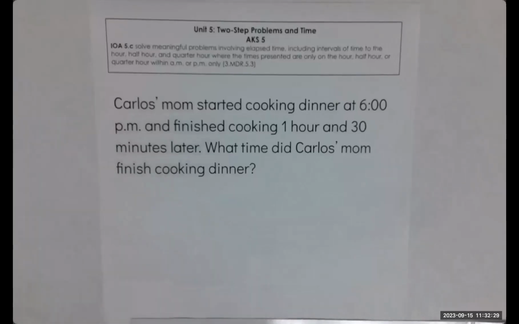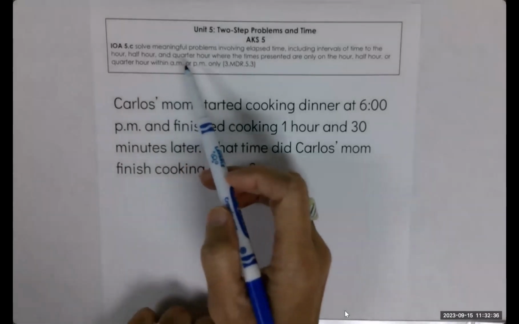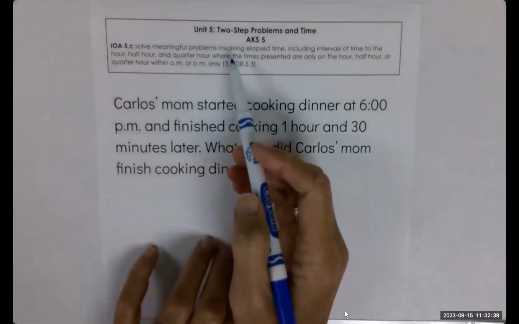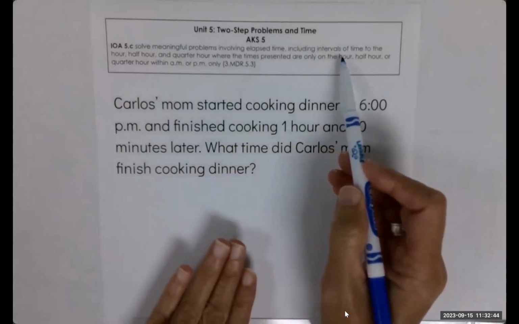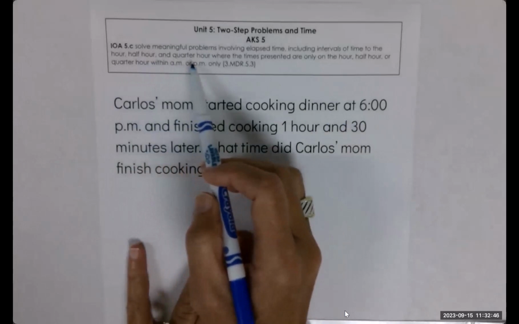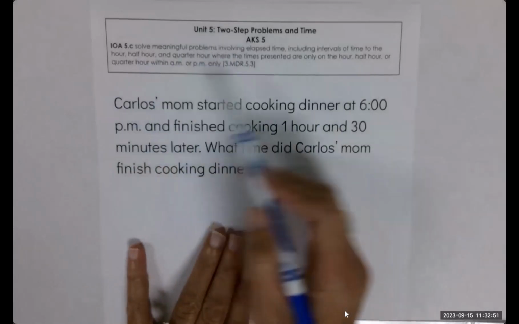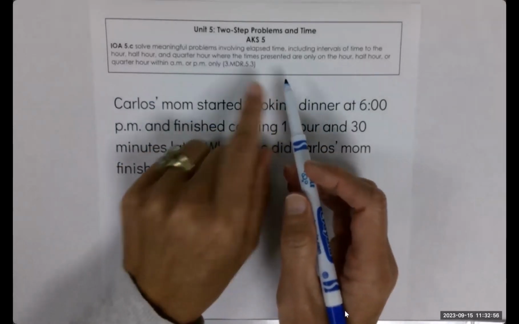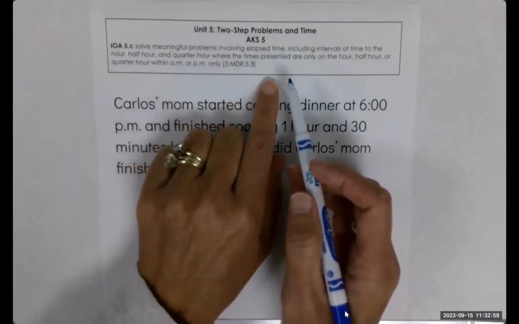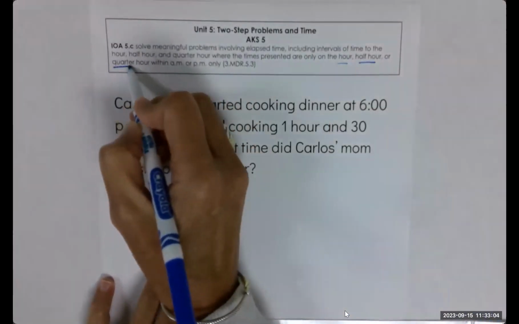Hi, third grade teachers. Today we are going to talk through instructional strategies for IOA 5C. IOA 5C requires students to solve meaningful problems involving elapsed time that include time intervals of hour, half hour, quarter hour, where the times presented are only on the hour, half hour, or quarter hour. Real quick, what this means is when students are given times presented in these meaningful problems, they can only be on the hour, half hour, or the quarter hour.